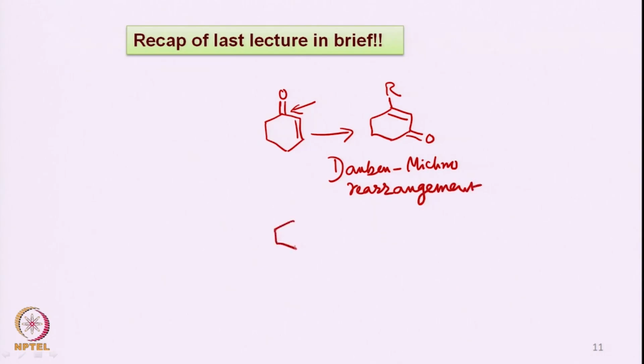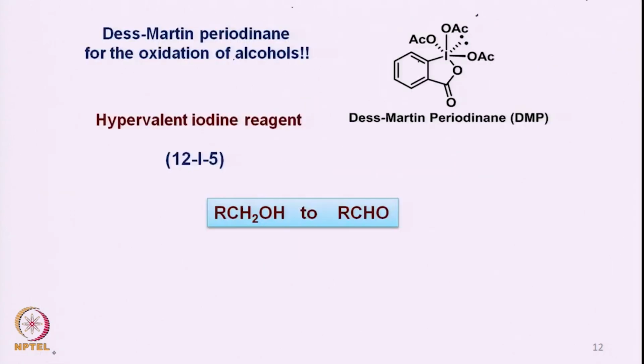The other method that I introduced was simply a conversion of, say for example, you have an enone of this kind, and then with the help of selenium based reagents we converted this into this. So, this is without the introduction of an R group, whereas this one was with the introduction of the R group.